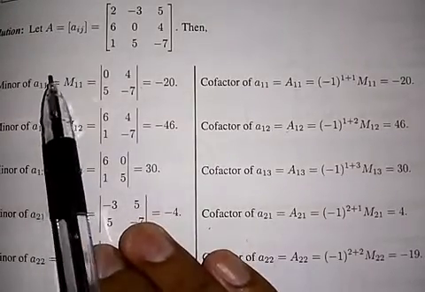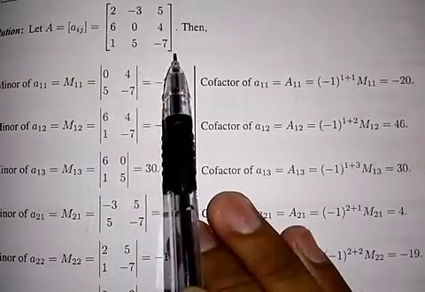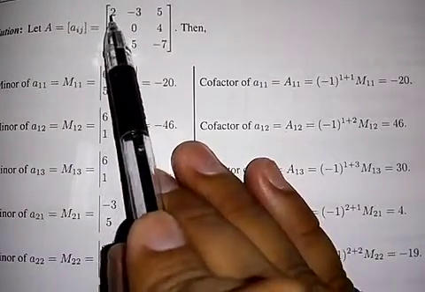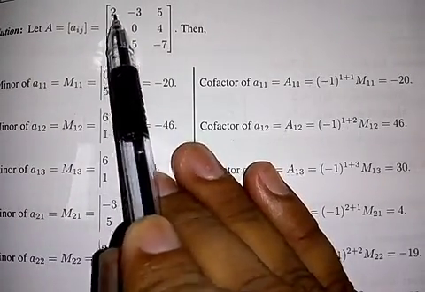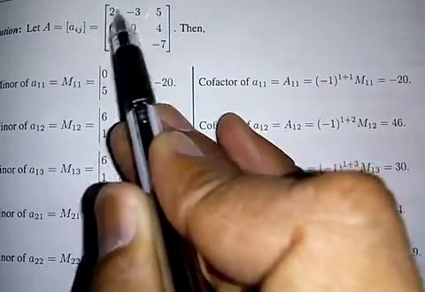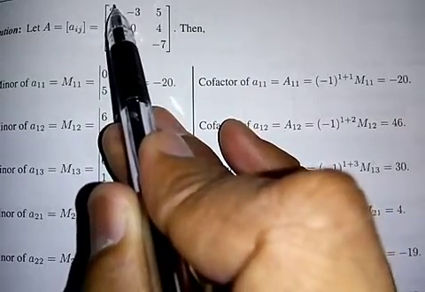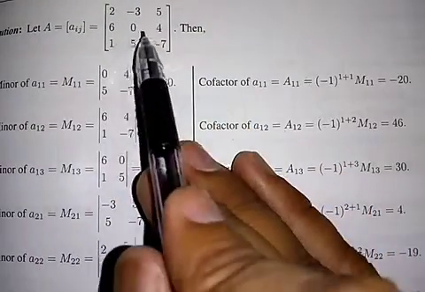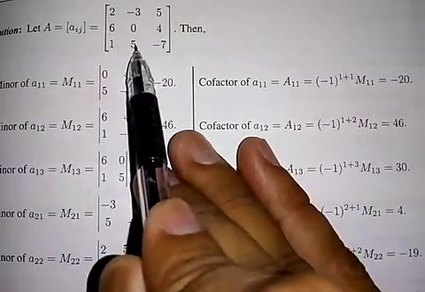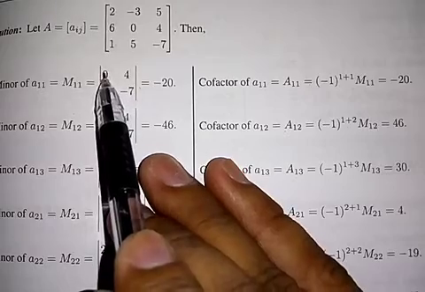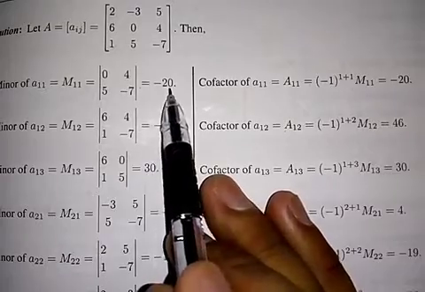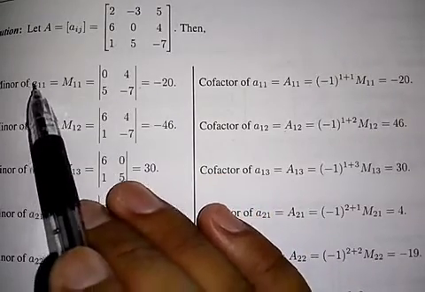Suppose that we have a matrix of order 3 by 3. Now we can find the minor of element a11, the first row first column element. To find the minor of this element, we delete the corresponding row and column elements. We have the elements of the matrix only 0, 4, 5, minus 7. Then we do cross multiplication to find the determinant. After multiplication, we have minus 20, that is the minor of element a11.